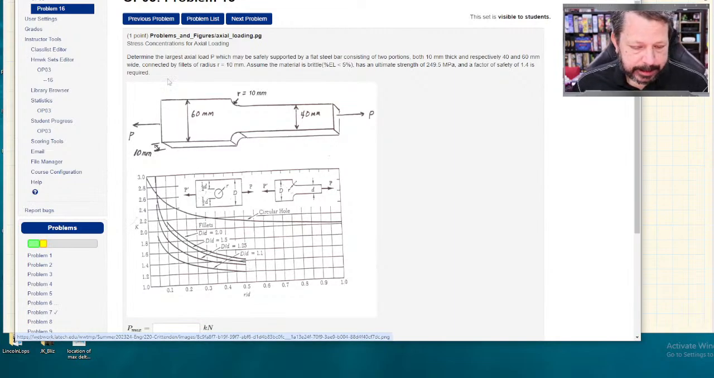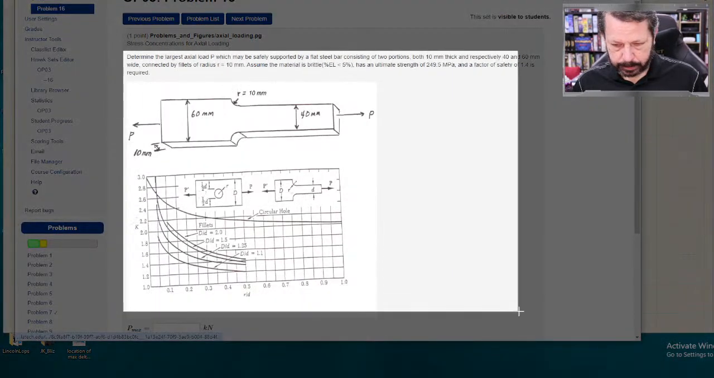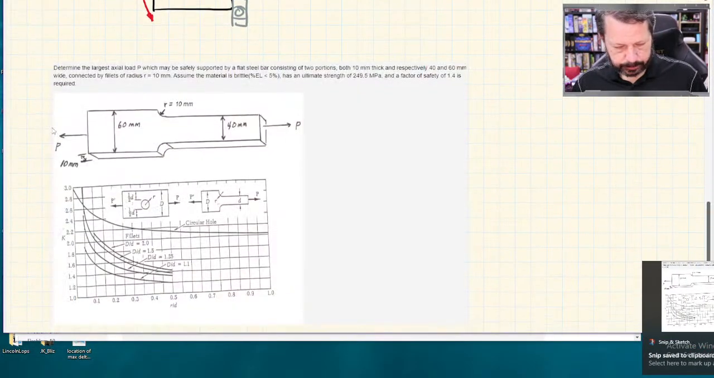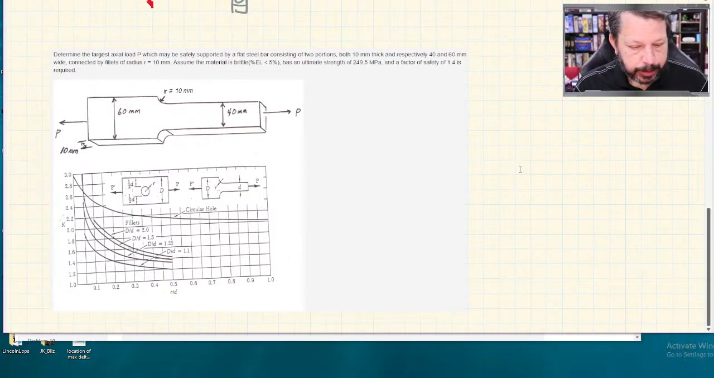So what this says is this is a little bit of a reverse problem. So instead of calculating the stress, we're going to figure out how much load we can put on this tab without exceeding some kind of stress value. So why don't we work on this problem and see what we can do. So we want to find the largest axial load P. So they've got P labeled here, kind of like we had it labeled.